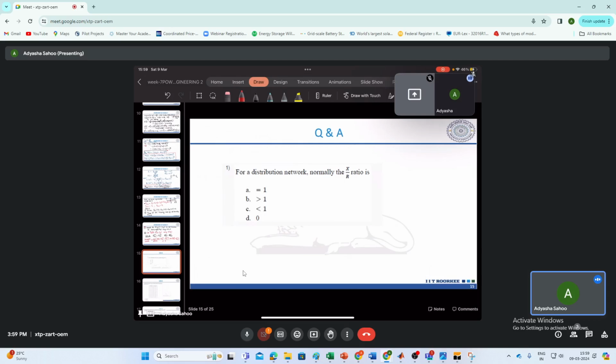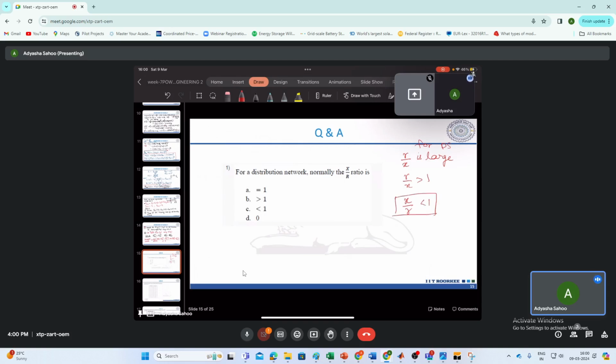Now we will see the questions here from the previous assignment. So this will be only using these two methods, method 1 and method 2. In method 1 you get both the voltage angle and magnitude. In method 2 you only get the voltage magnitudes. So for distribution networks, I told you that the R by X ratio is large. R by X is normally greater than 1, so X by R will be less than 1.